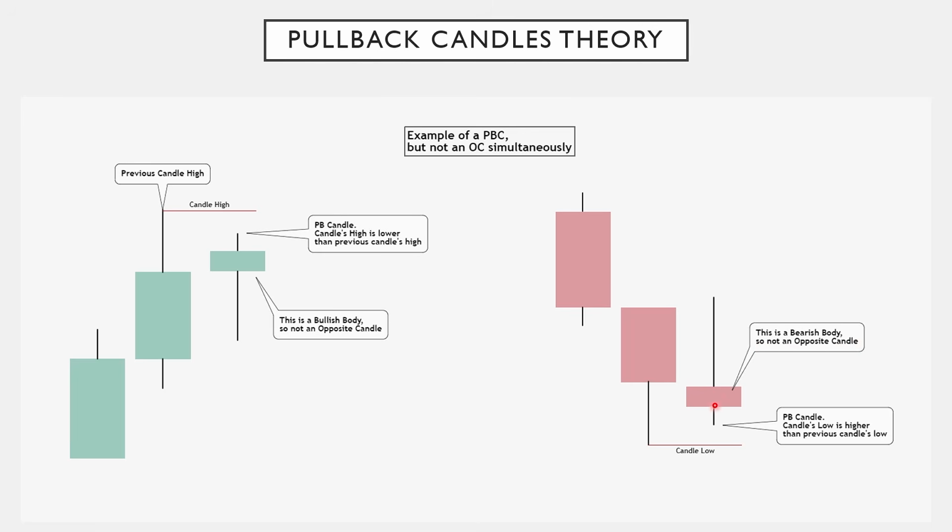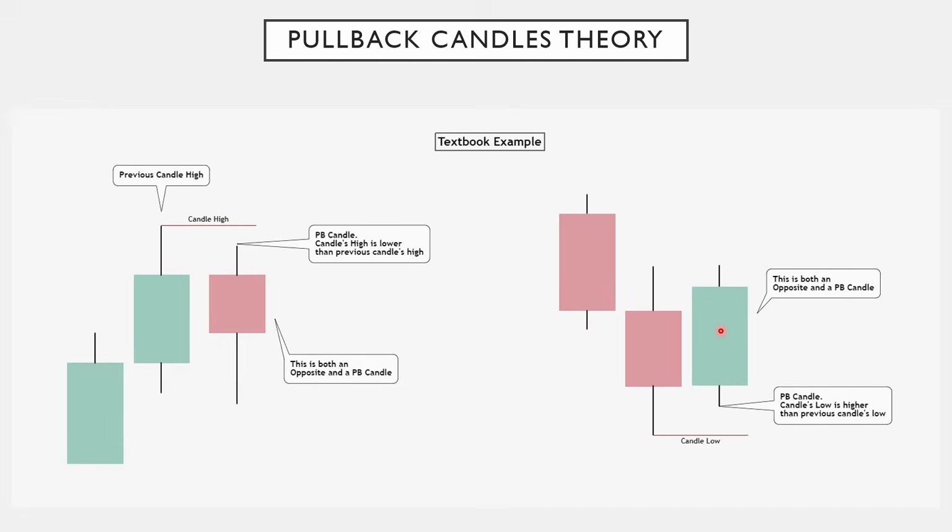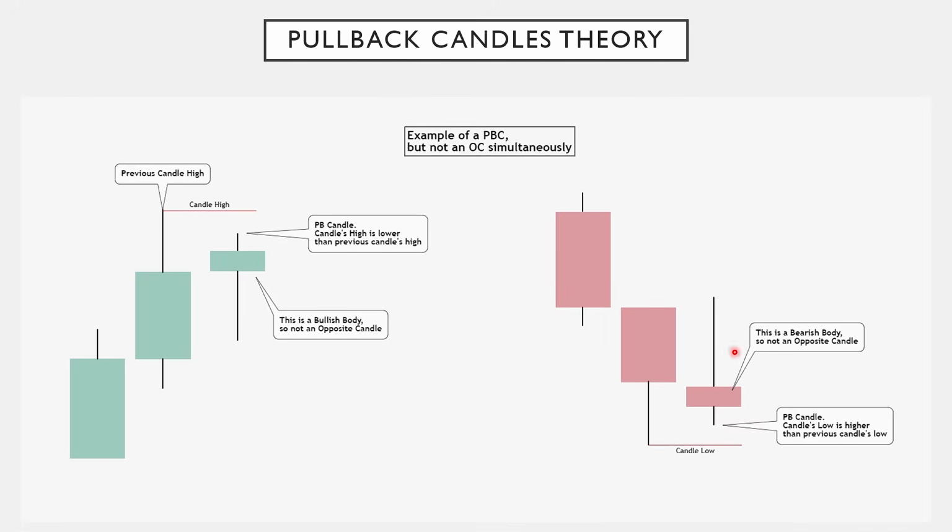Why? Because it does not have a bullish body. So you can see that there are two situations here. This candle, in this case, is both a pullback candle and an opposite candle, but in this situation, this candle is a pullback candle, but it's not an opposite one. Let's have a look at some more examples.